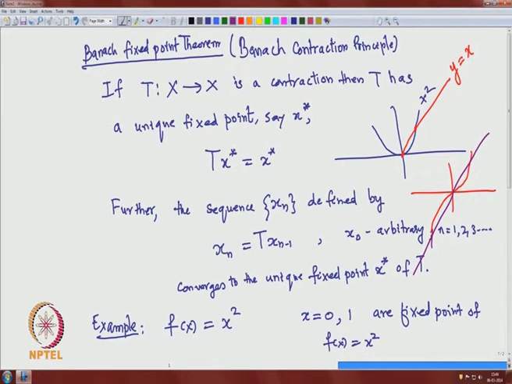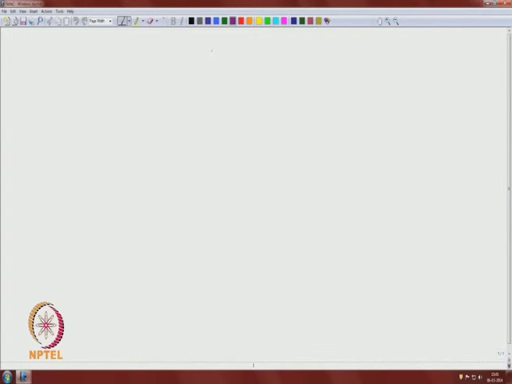Okay, now let us come back to the initial value problem. So, we have the initial value problem dy by dx is equal to f of x, y with initial condition y at x0 is equal to y0.